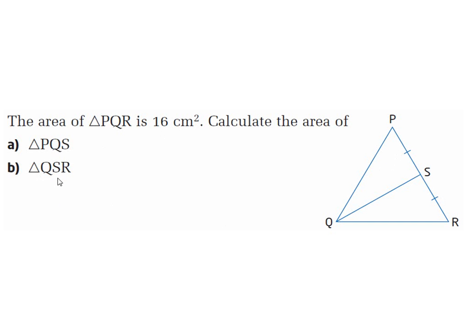How about the other one? Triangle QSR. Where is QSR? This is also a smaller one, also half, right? Since this is half, it is 8, right? So 8 plus 8 is totally the original 16, right? Okay, good.